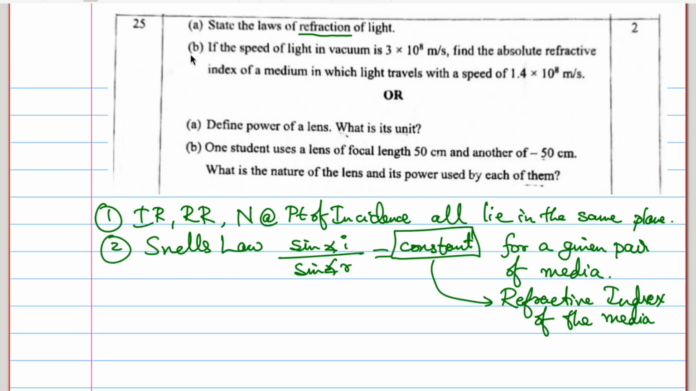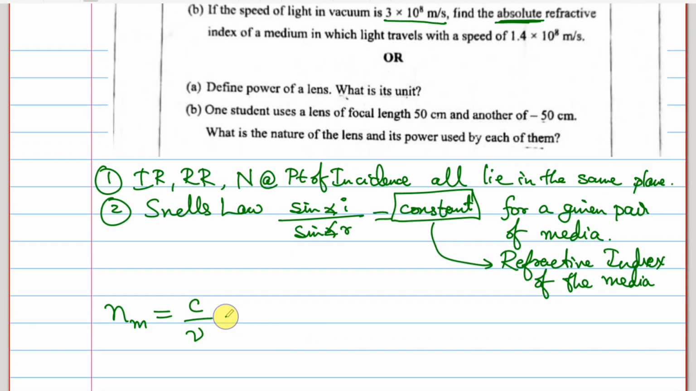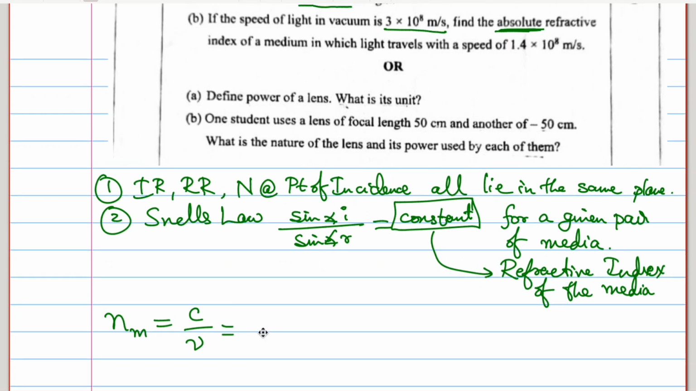Next question, part B: if the speed of light in vacuum is this, find the absolute refractive index of a medium. So they're asking us absolute RI. For absolute RI, we know the formula to be n of medium equal to c by v, where c is the velocity of light in vacuum, and they have given us the value 3 into 10 raised to 8 meters per second, divided by speed in the medium, which is 1.4 into 10 raised to 8. So basically these two things will get cancelled out.